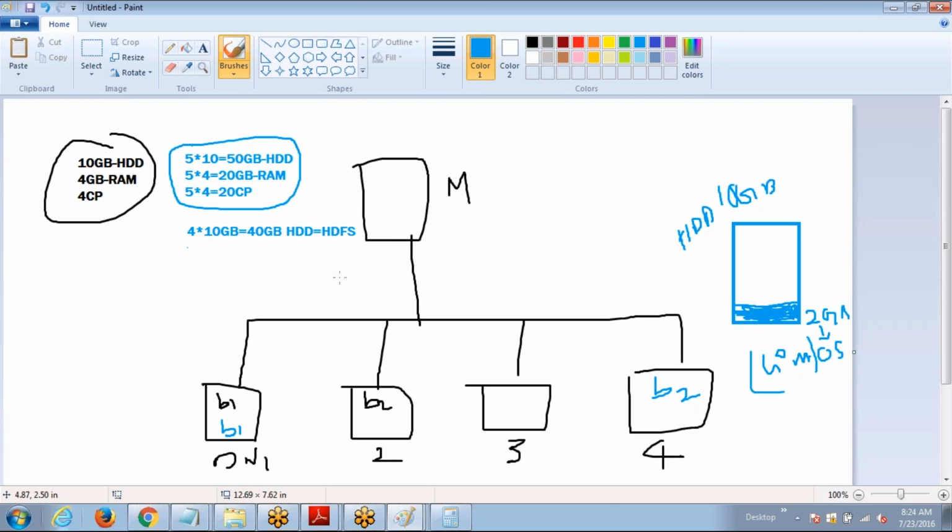Next, what is our Hadoop cluster? A Hadoop cluster is nothing but having Hadoop software on each and every computer.